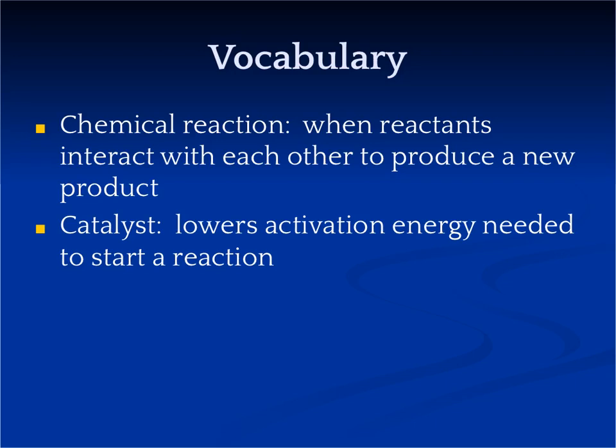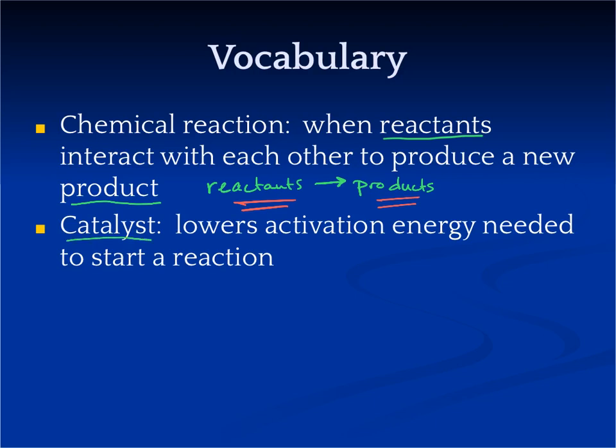So remember, a chemical reaction is when reactants, that's what you start with, interact with each other to produce a new product. So that's what you end with. Sometimes you see those in chemical equations. And in a chemical equation, the reactants are always on the left side of the arrow, and the products are always on the right side of the arrow so that you know what you started with and what you end with.